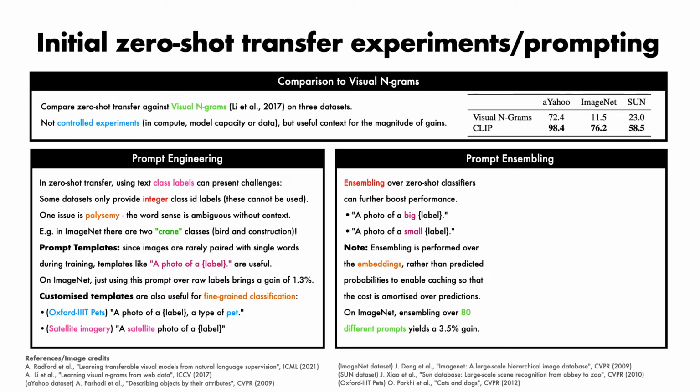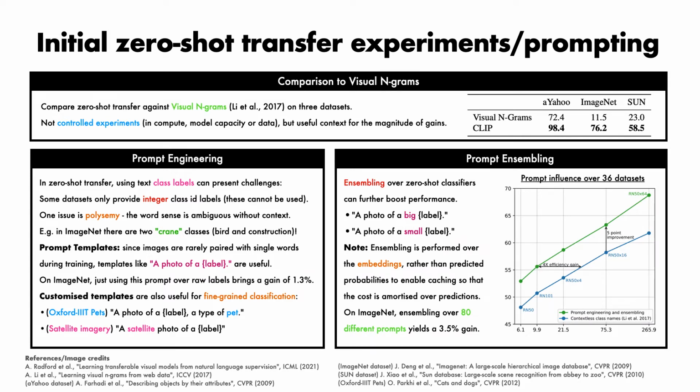To study these effects more systematically, the authors evaluated the influence of prompt engineering and prompt ensembling over 36 datasets. Here, the plot shows model compute in gigaflops on the x-axis and average score on the y-axis. They found that, compared to using contextless class names as studied previously and shown here in blue, prompt engineering and ensembling, shown here in green, brought a 5-point improvement, equivalent to a factor of 4 improvement in model efficiency. The takeaway here is that prompts are important for zero-shot transfer.